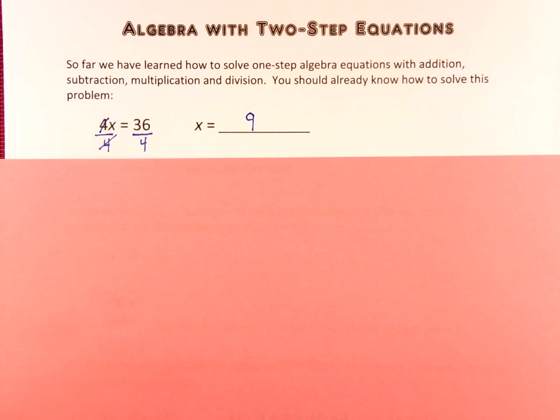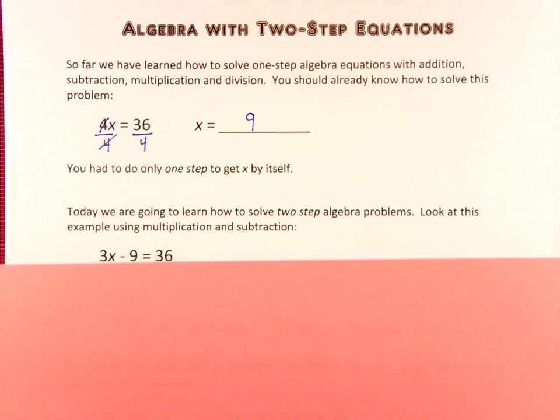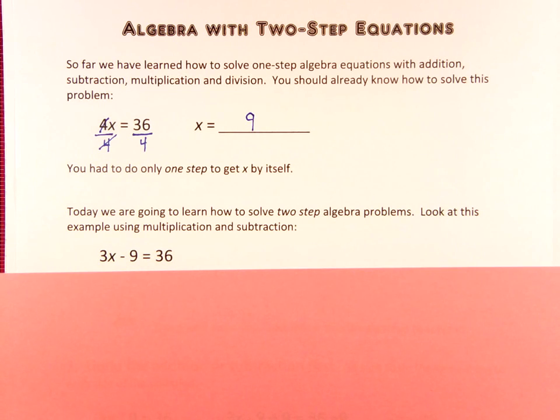9. Thank you. Good. So you only had to do one step to get x by itself. You just had to divide through both sides. Today, we're going to learn how to solve two-step algebra problems.